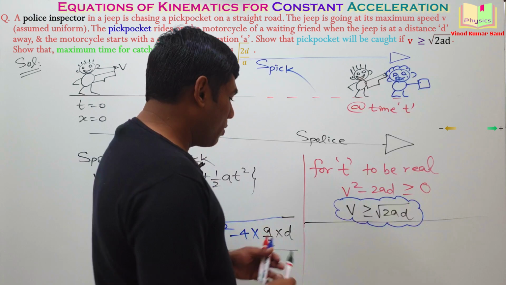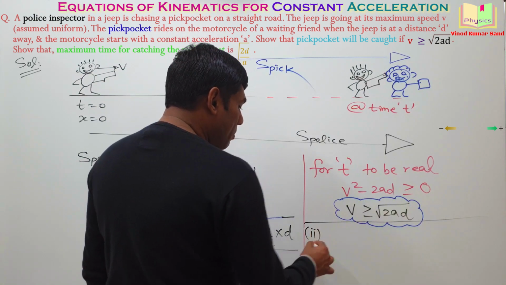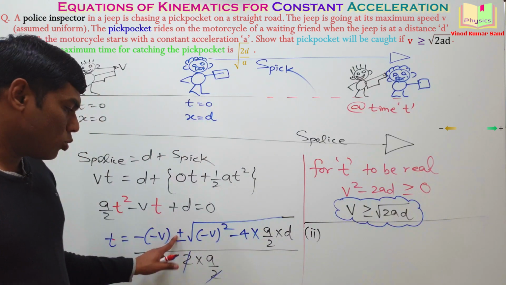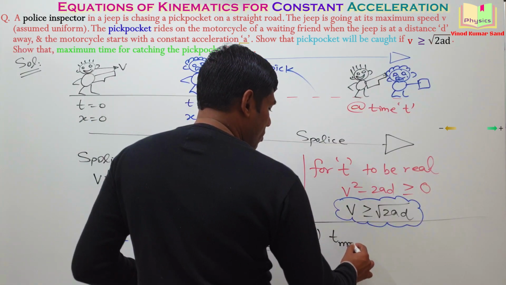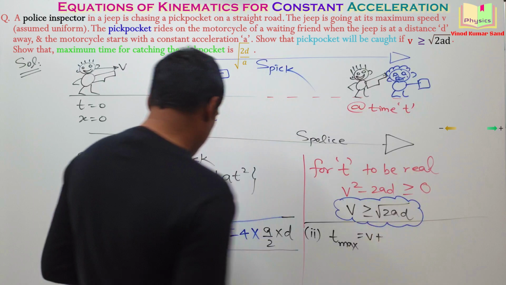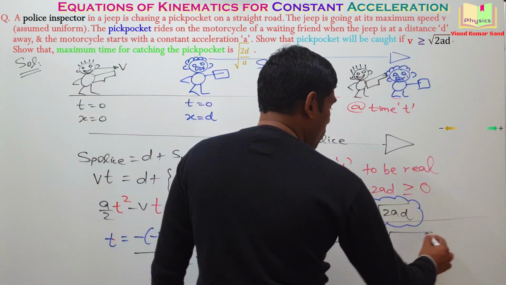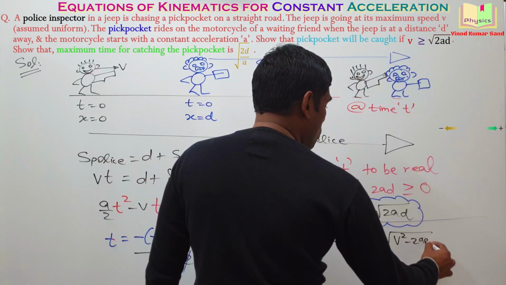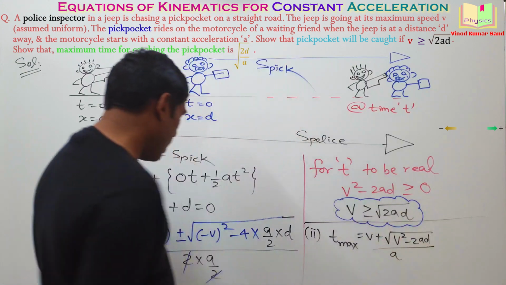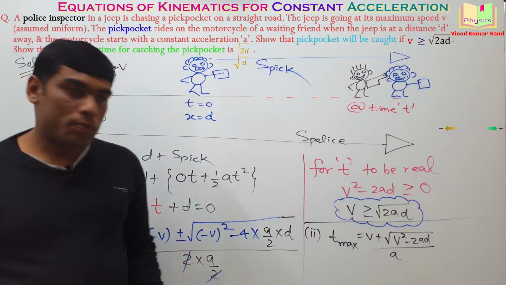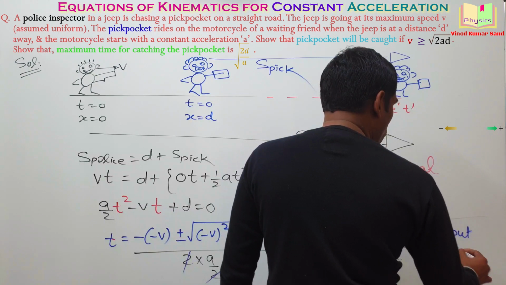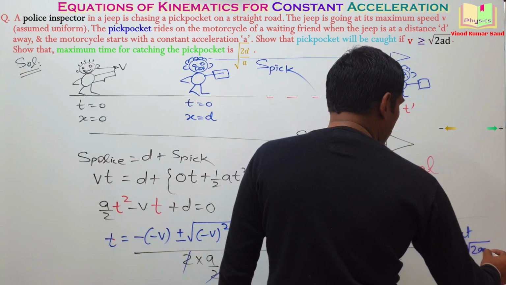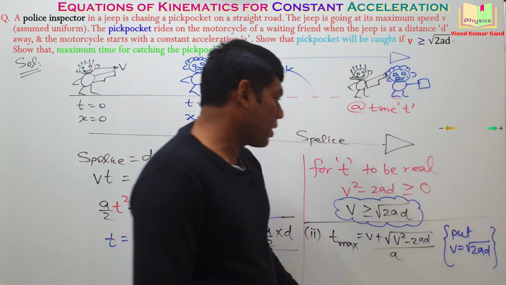Now doing the calculation for the second part, we need the maximum time. So from here, I'll choose only the positive sign. So the t max will be equal to v plus root of v square minus 2ad, divided by a. Do you agree? And in this expression, we need to put v is equal to root 2ad for maximum time.